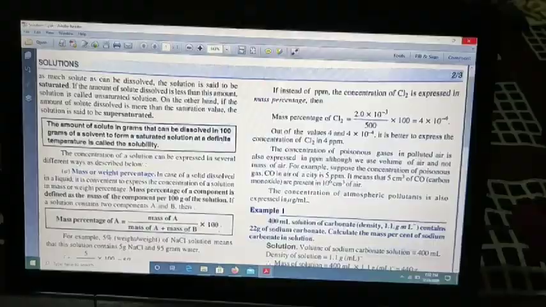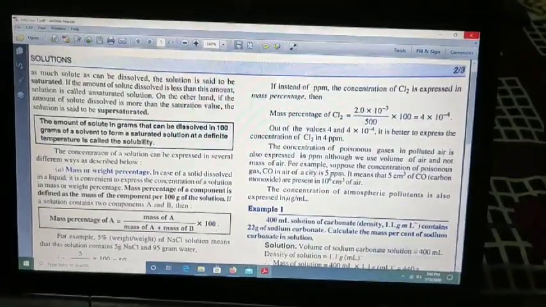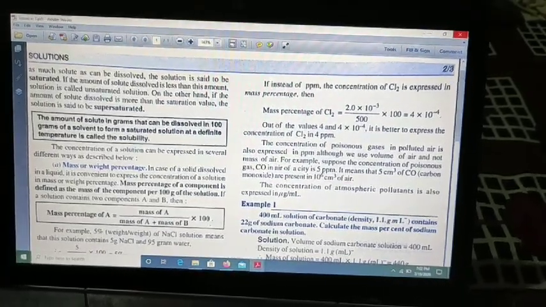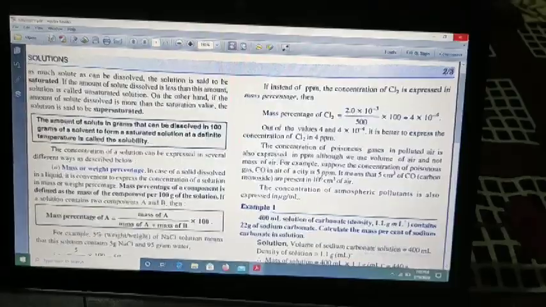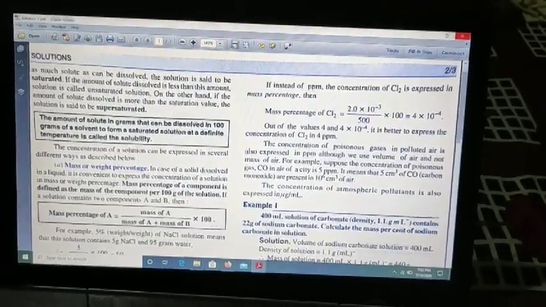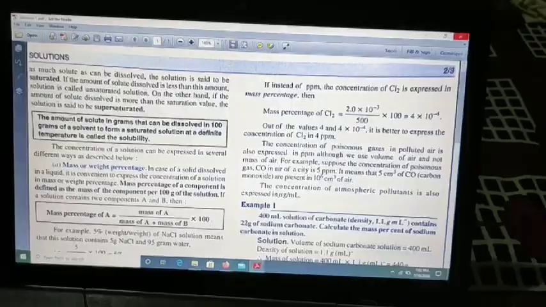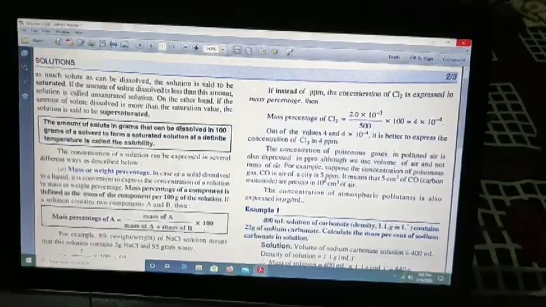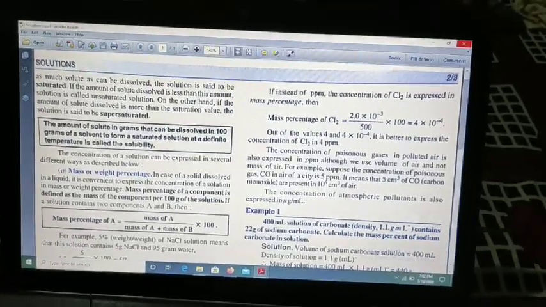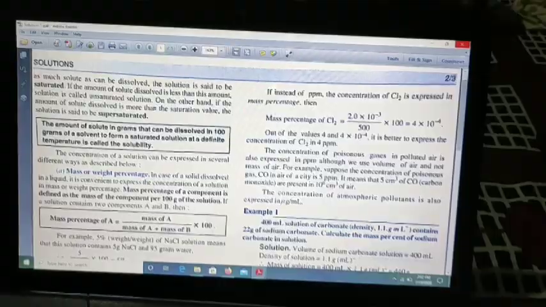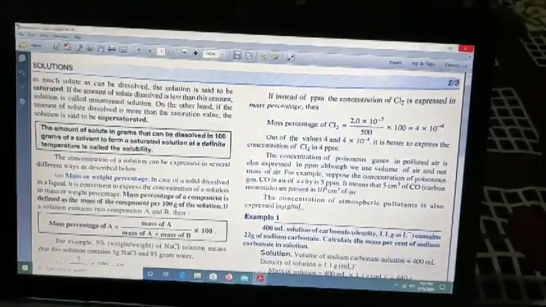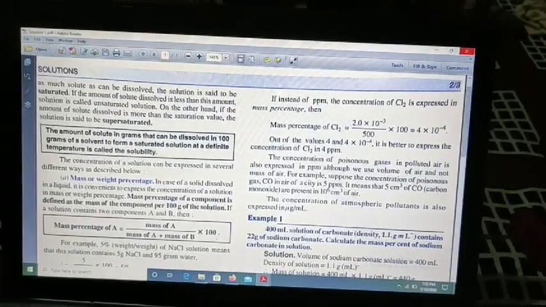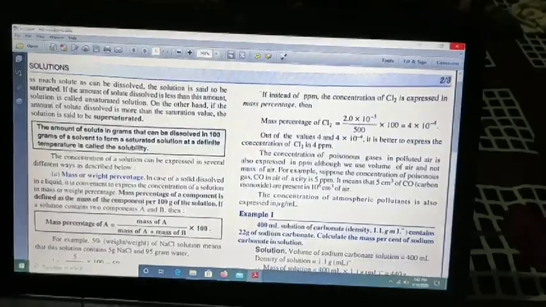Okay, so first, before we start the chapter solution, as we know, solution is a mixture in which we have got 2 components, we can say. One is solute, another is solvent. A solute is a substance which gets dissolved, and the solvent is the medium which helps to dissolve. And we have got different types of solutions: saturated solution, unsaturated solution, supersaturated solution. As we know, saturated solution means a solution in which no more amount of solute can be dissolved. That solution we call saturated solution.